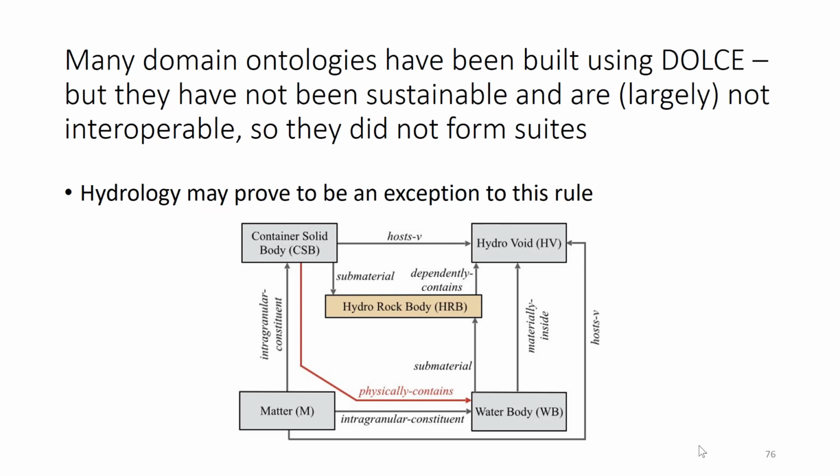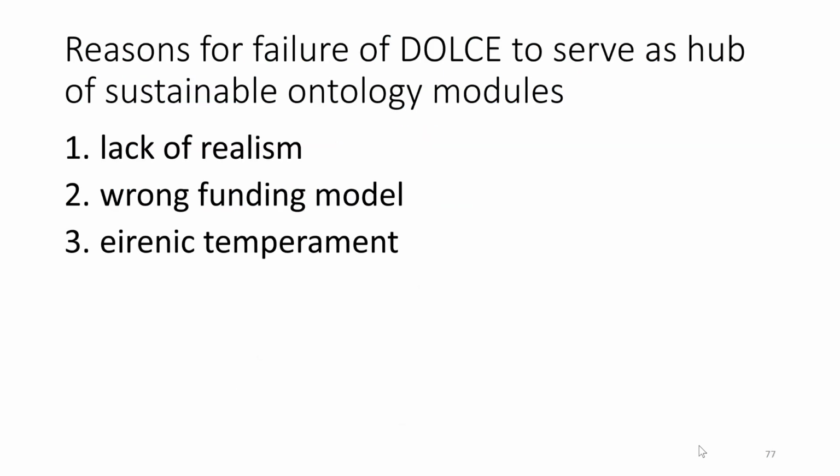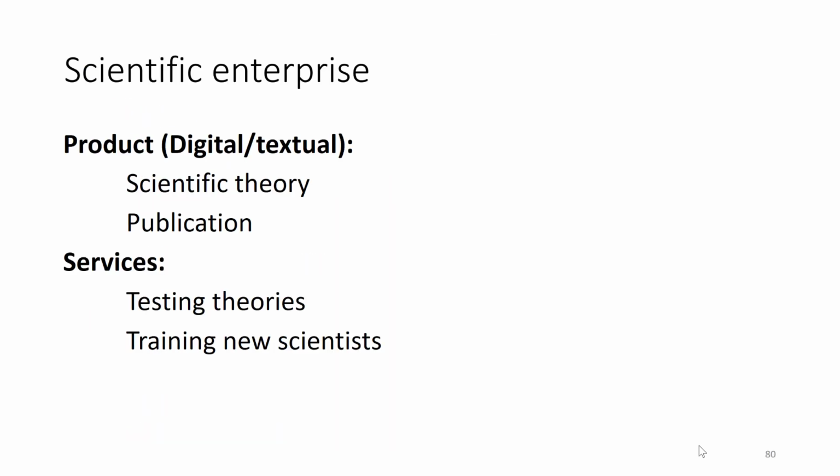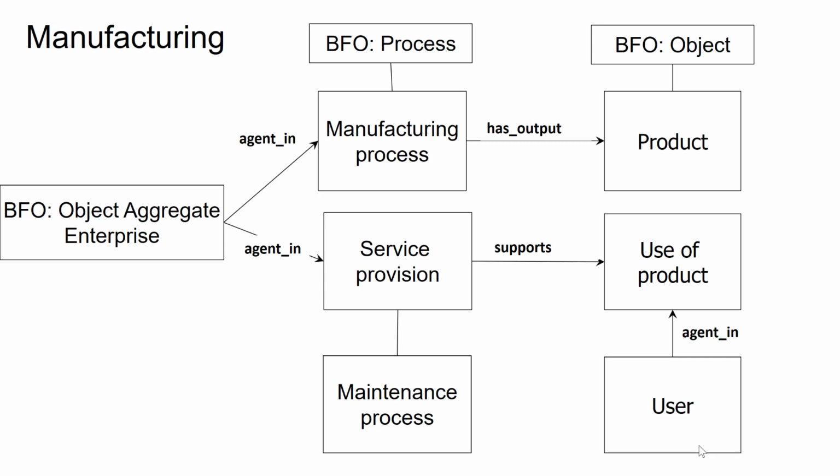All right, so there are 3 reasons for the failure of DOLCE. One is no realist foundation. Another is the wrong funding model. And don't ask me what the right funding model is. And the third one is the irenic temperament. That means they are too friendly, too open. So now I will conclude with some illustrations of how the closed loop works.